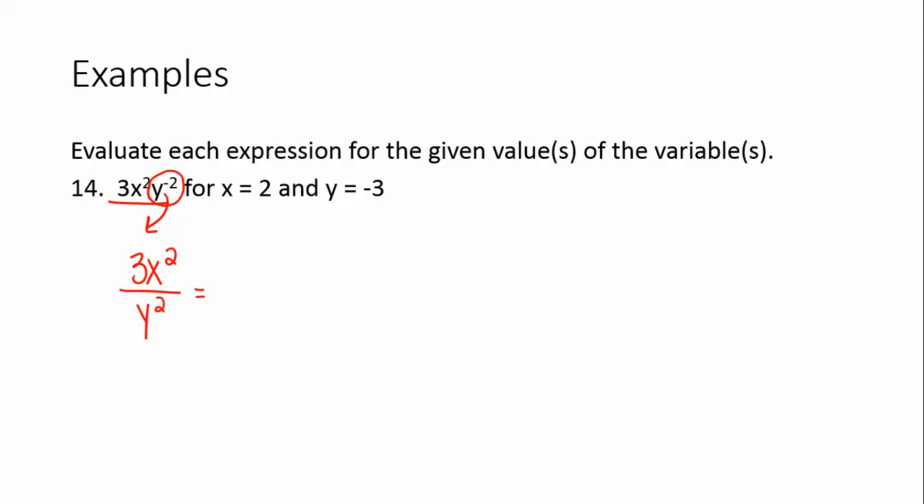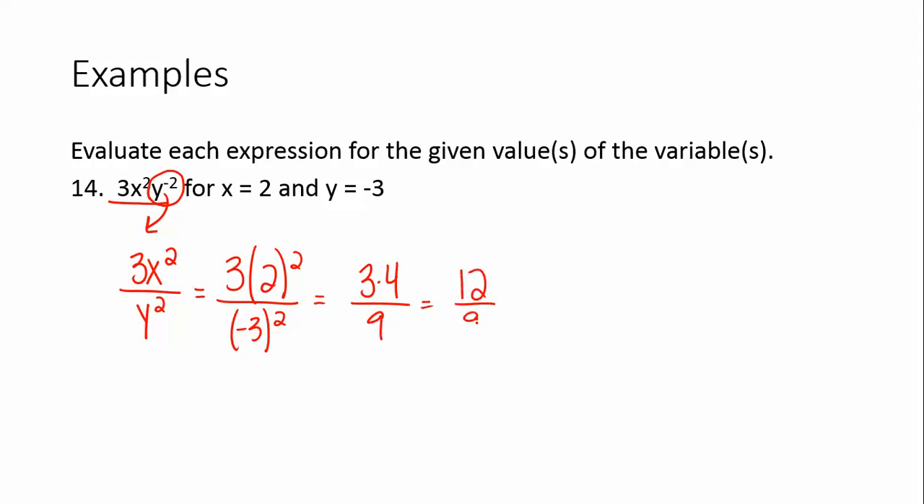Now we want to substitute in 2 for x and negative 3 for y. Notice the use of my parentheses, so I'm sure that I'm only squaring the x and the y, and I'm not doing anything with the 3. So on top we get 3 times 4. On bottom we have a positive 9, which becomes 12 over 9. And if we reduce that fraction by 3, we get 4/3.